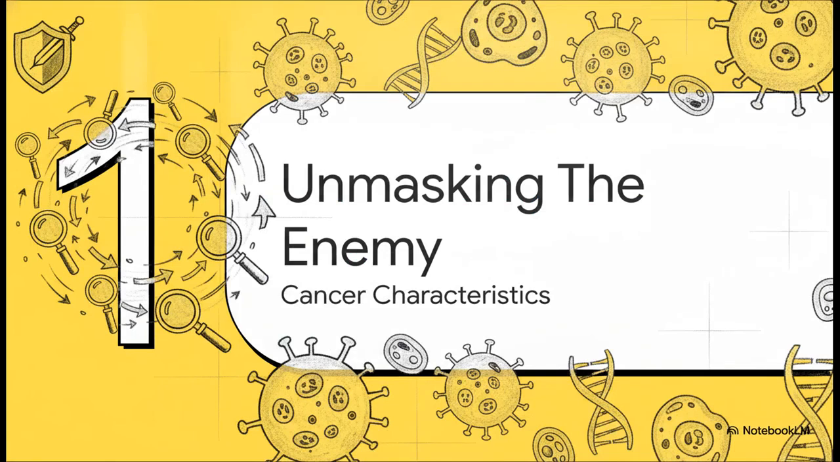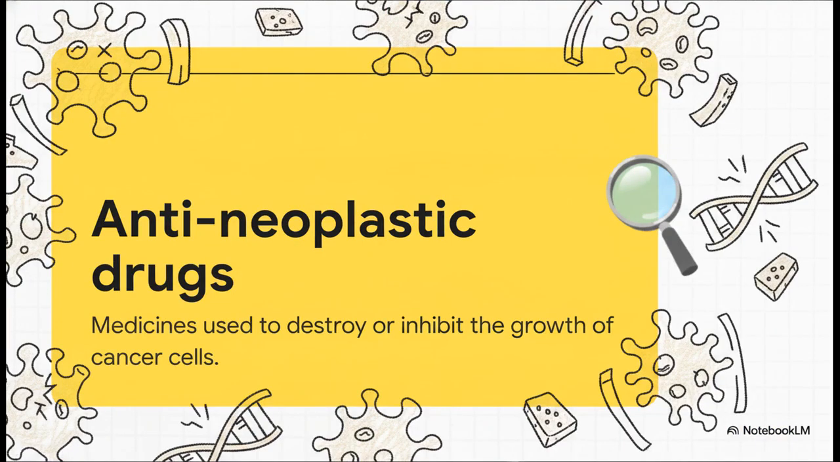All right, let's jump right into Section 1, Unmasking the Enemy, focusing on cancer characteristics. Before we review our weapons, we really have to understand the precise nature of the threat, right? You just can't deploy an arsenal without knowing your enemy. Anti-neoplastic or anti-cancer drugs are medicines specifically designed to destroy or inhibit the growth of cancer cells. The crucial takeaway here is that these agents are essentially systemic saboteurs. They're built to interrupt the very processes that allow cells to multiply, mostly by targeting cell division and DNA synthesis.